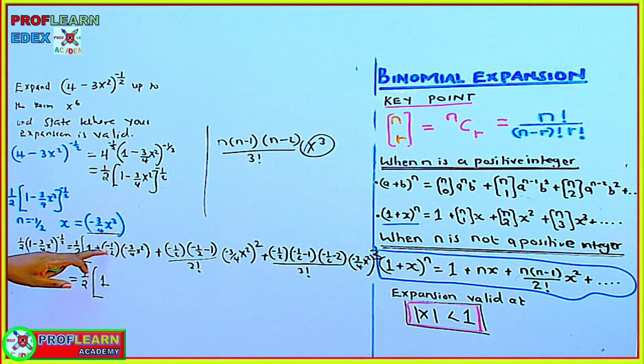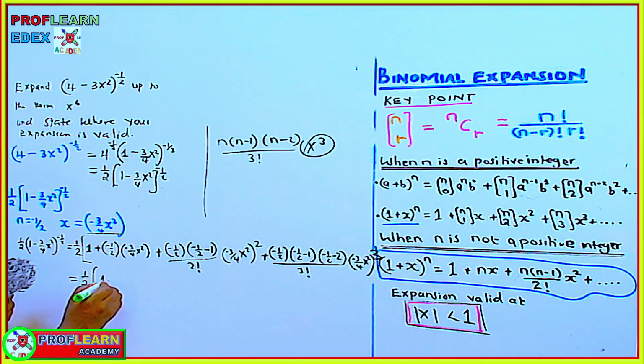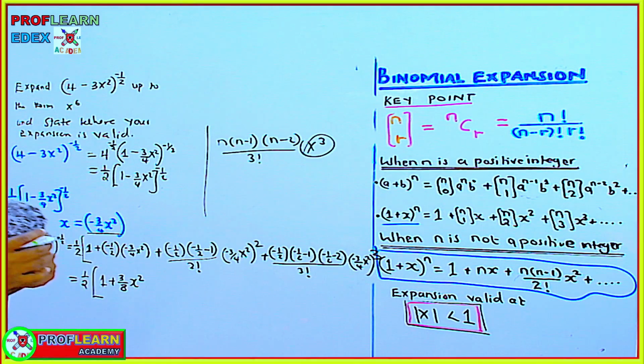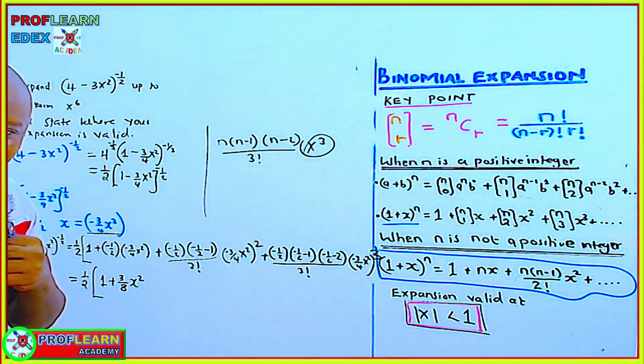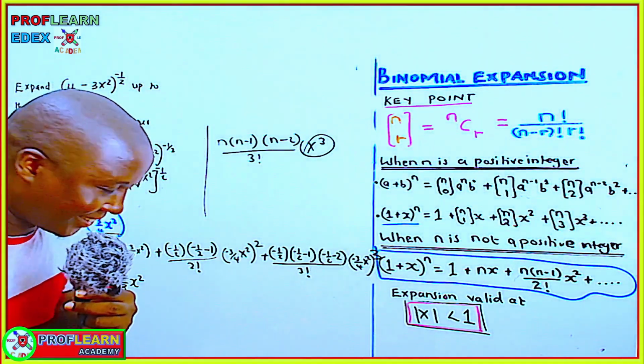This is negative 1 over 2 times negative 3 over 4. Now, this becomes positive 3 over 8 x squared. Now, this one, I have to use my calculator.